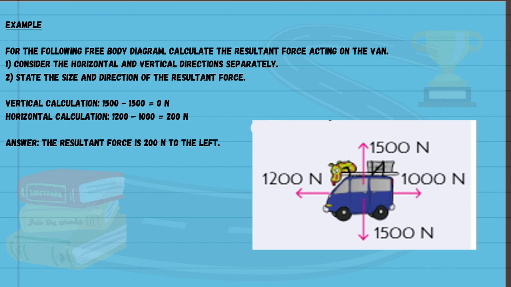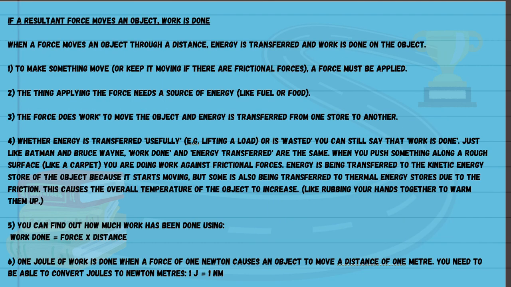For the vertical calculation, 1500 N take away 1500 N is equal to 0 N. For the horizontal calculation, 1200 N take away 1000 N is equal to 200 N. Answer: the resultant force is 200 N to the left. If a resultant force moves an object, work is done. When a force moves an object through a distance, energy is transferred and work is done on the object.